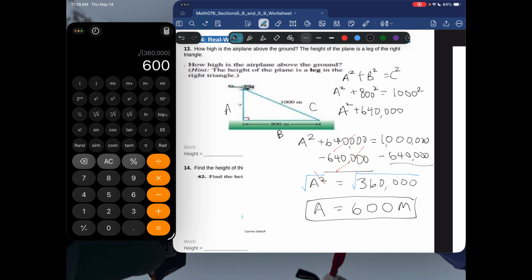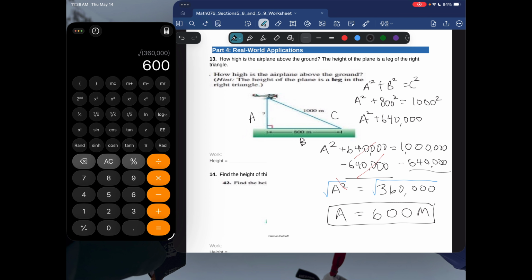I'm going to just double check. I'm going to go back to the problem, and it says, how high is the airplane off the ground? Then yes, I did solve it correctly. I just want to double check I'm answering it because it is a word problem.